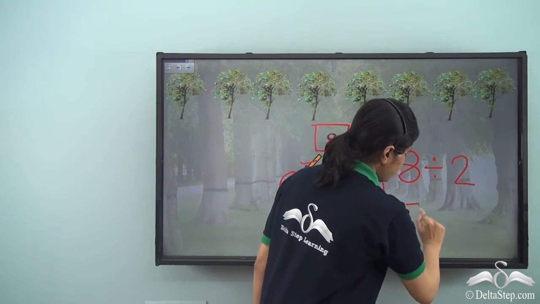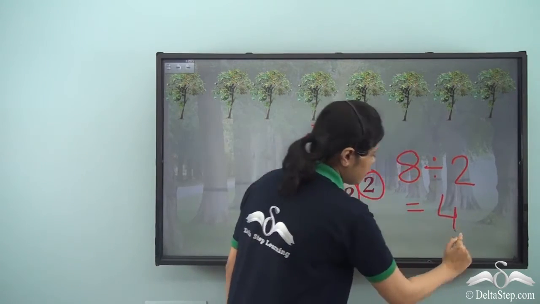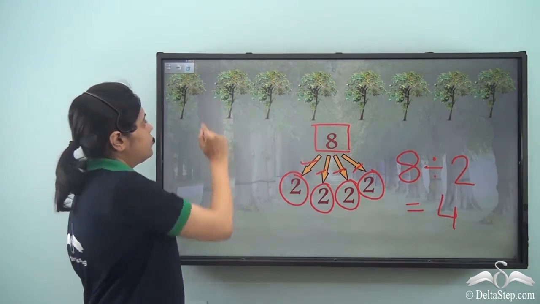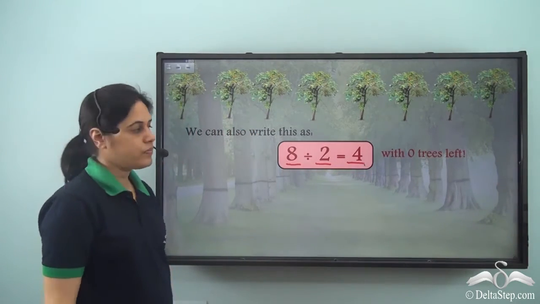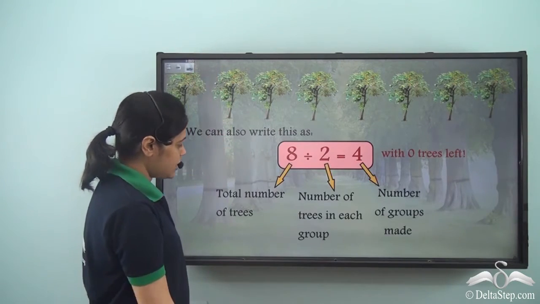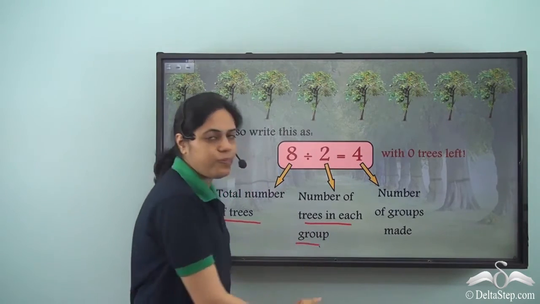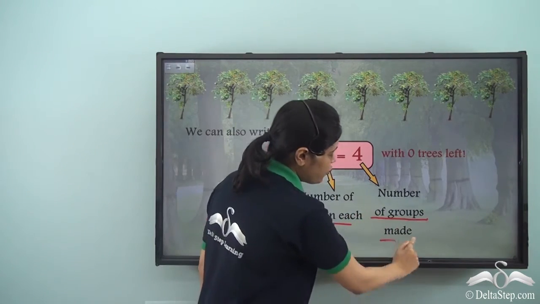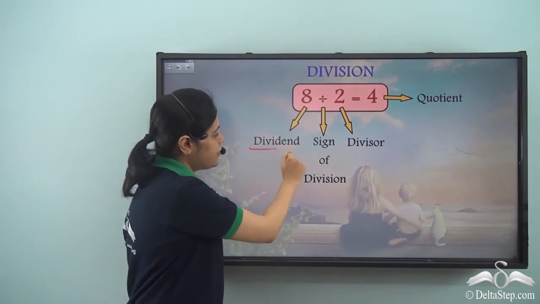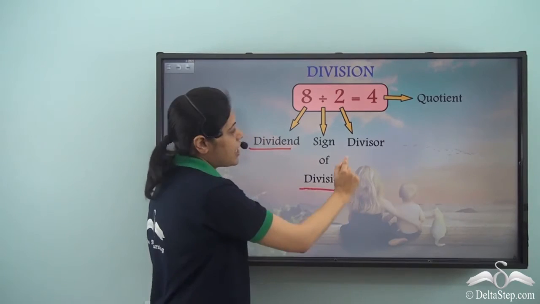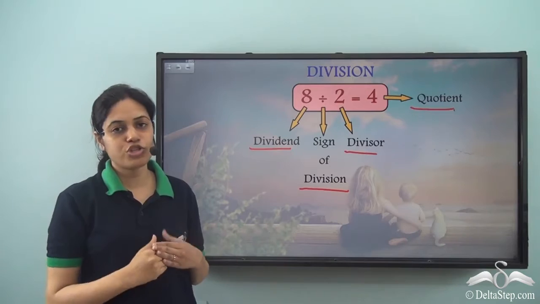8 divided by 2 is equal to the number of groups which we have got, which is 4. So 8 divided by 2 is equal to 4. Now as we have seen, this 8 is the total number of trees, 2 is the number of trees in each group, and 4 is the number of groups made. This 8 is the dividend, this is the division sign, 2 is the divisor, and 4 is the quotient.